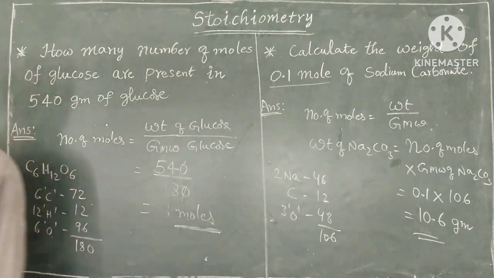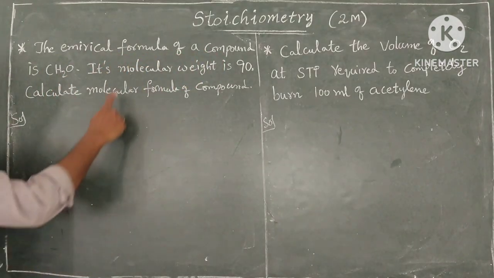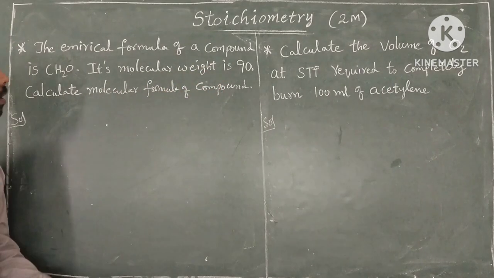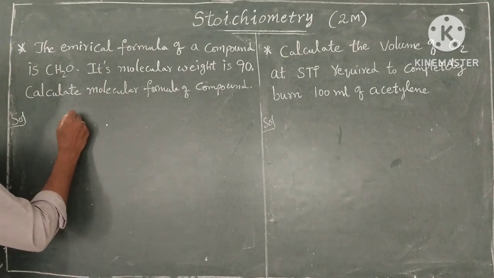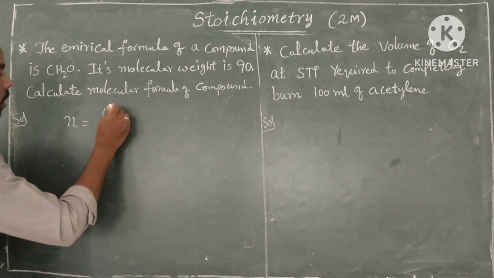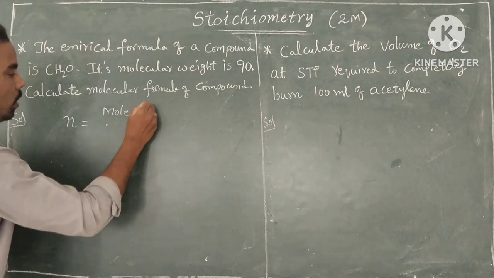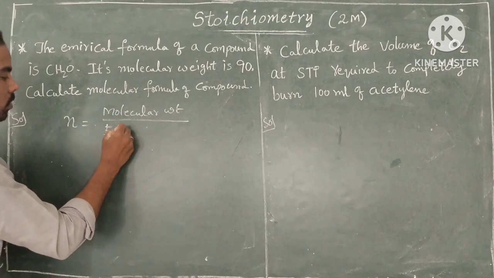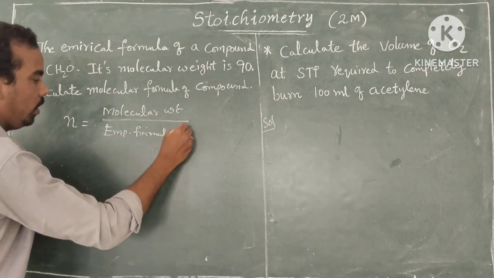Okay. The empirical formula of a compound is CH2O. Its molecular weight is 90. Calculate the molecular formula of the compound. To solve this problem, first I have to learn 2 formulas. The first one is N is equal to molecular weight by empirical formula weight.